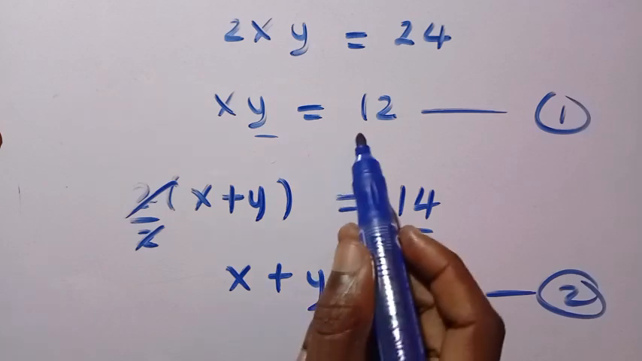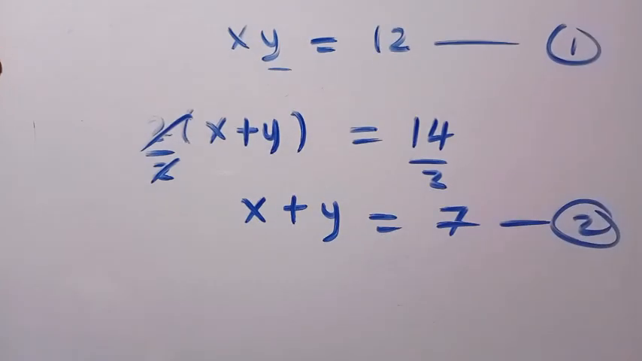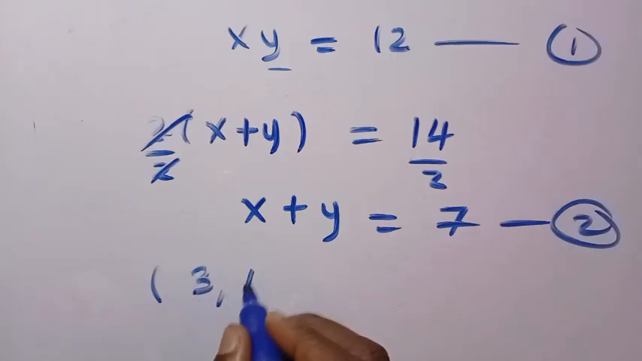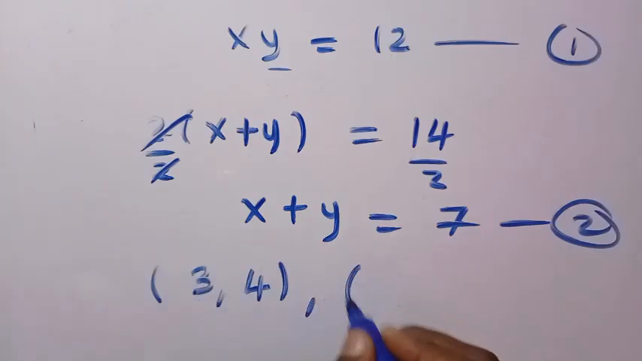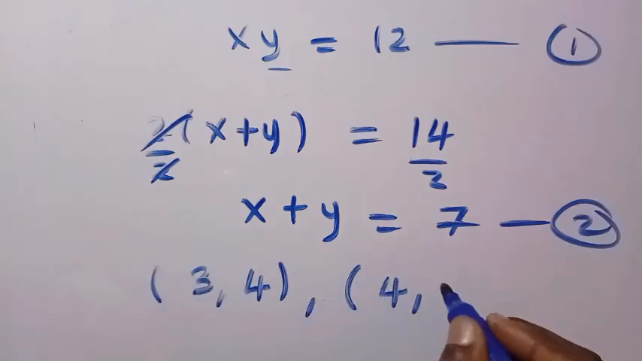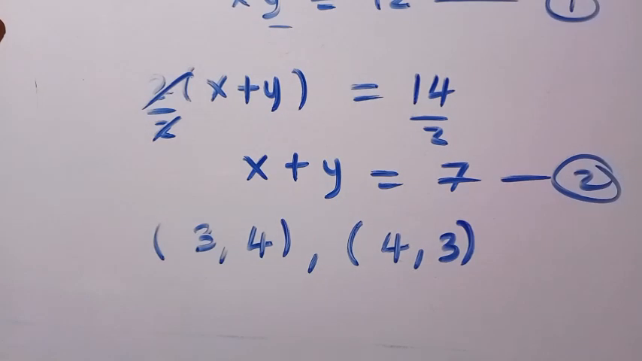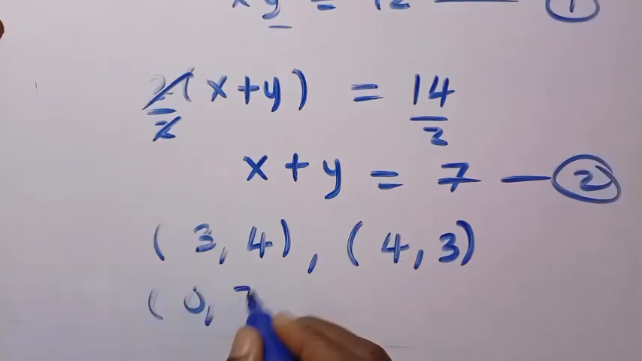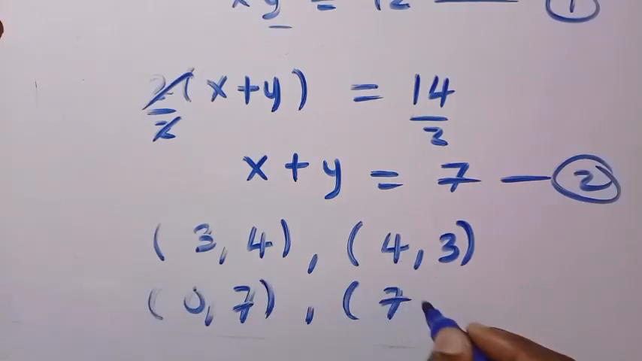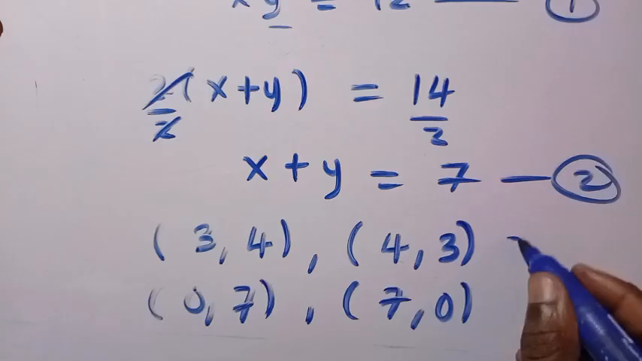Then for us to have 12 and 7, these are two possible pairs. It's either when x equals 3, y will equal 4, or if you have x equals 4, y will equal 3. These are the pairs. We have 4 different pairs. So the first ones I got earlier are 0, 7, then 7, 0. These are the things I got.